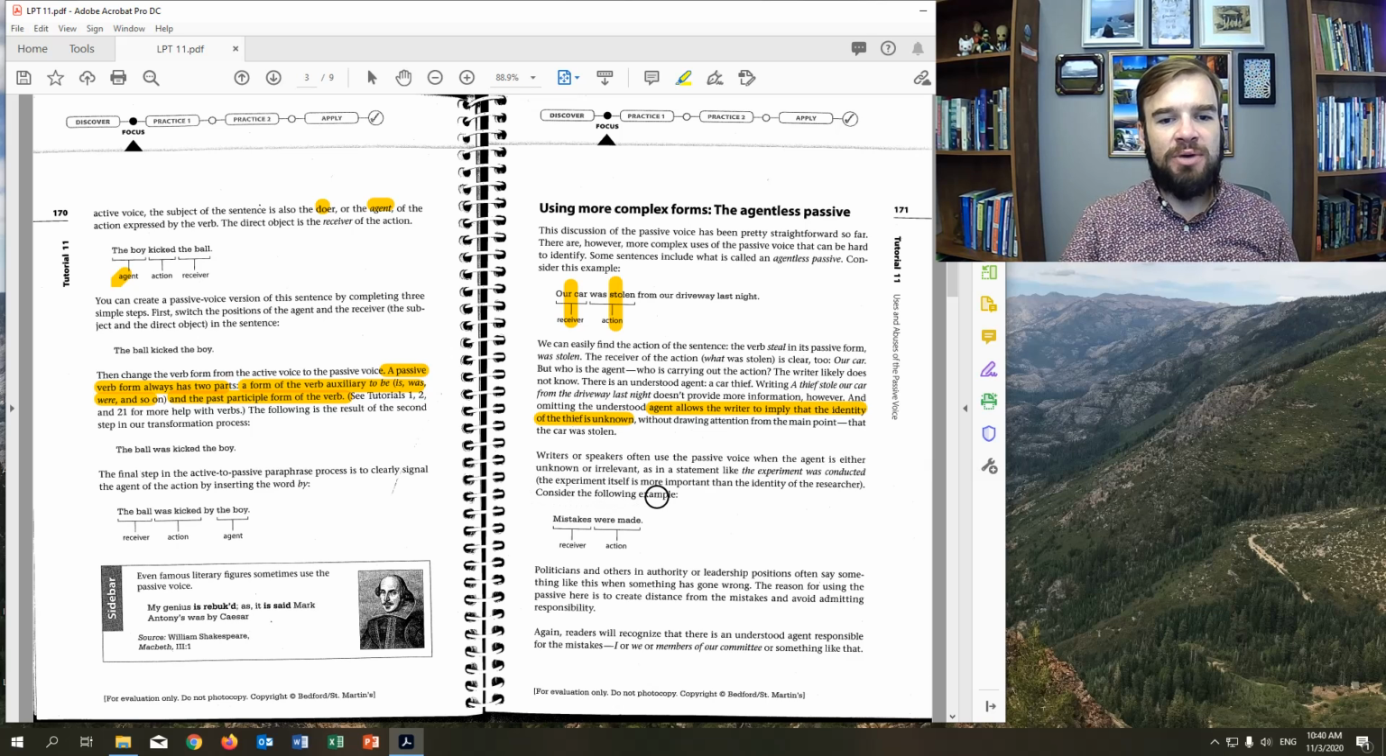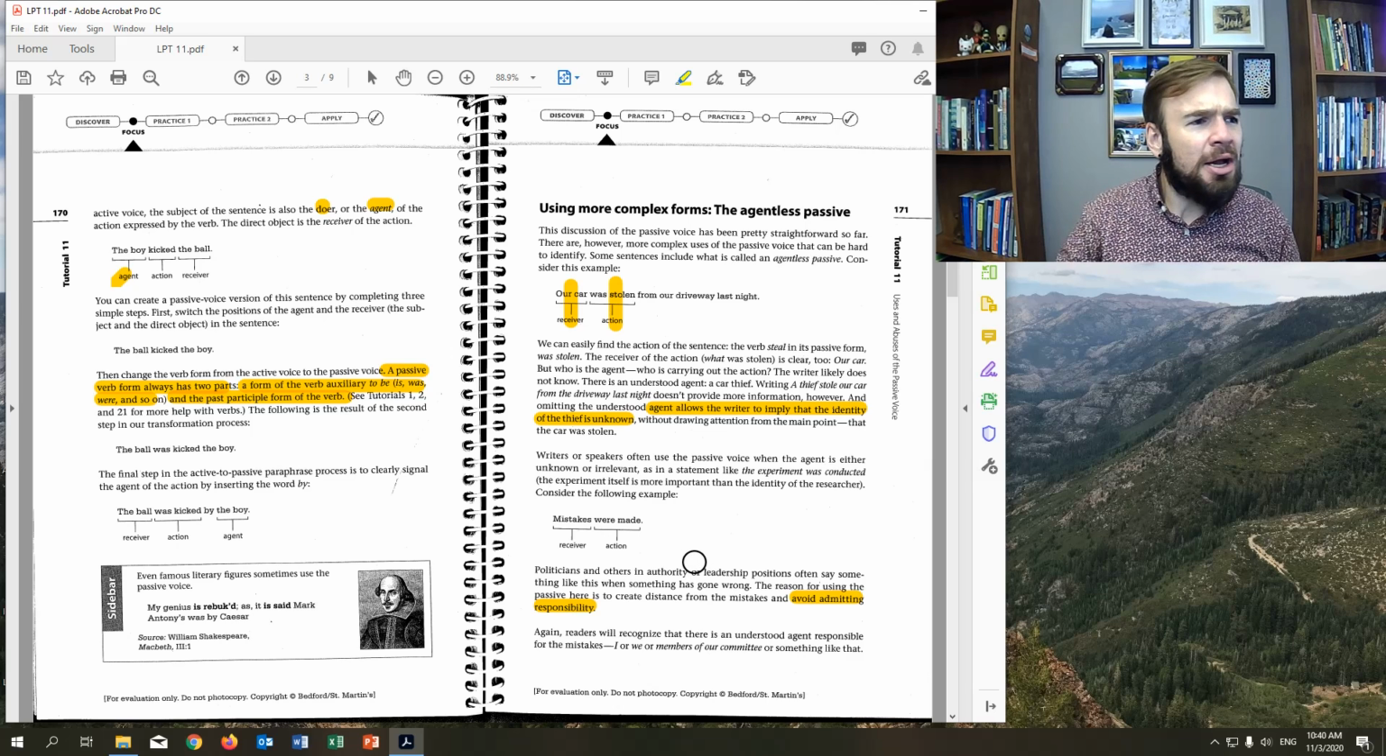Now, consider the following example. "Mistakes were made." Politicians and others in authority or leadership positions often say something like this when something has gone wrong. The reason for using the passive here is to create distance from the mistakes and avoid admitting responsibility. And I'm just going to highlight that as well. So, mistakes were made, right? Mistakes were made. Who made them?